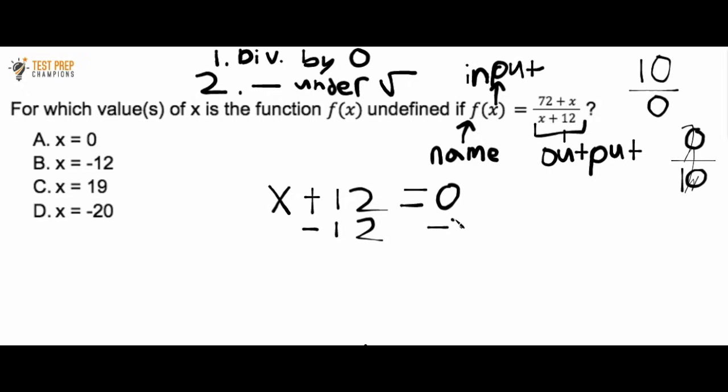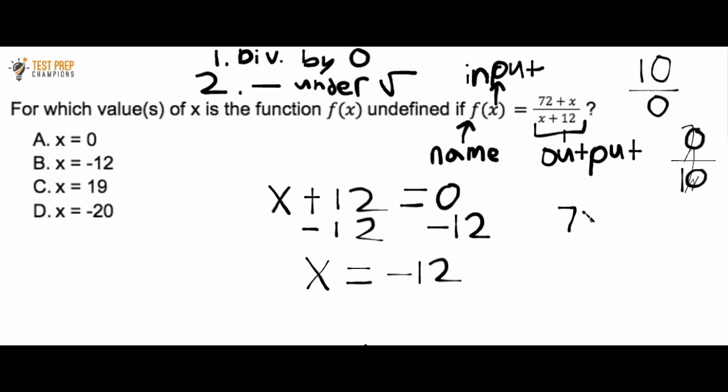But in math, whatever you do to one side, you always have to do to the other. So I have to subtract 12 on the other side too: 0 minus 12. So I end up with x equals negative 12. Now, what does this tell me? Well, if you go back to the original question, 72 plus x divided by x plus 12, if you put in negative 12 for x here, it's going to make the bottom number 0.